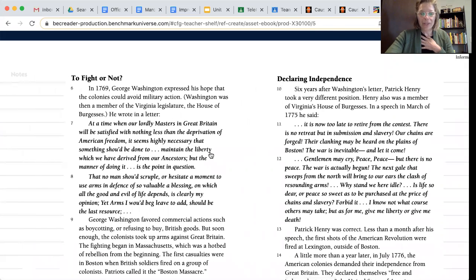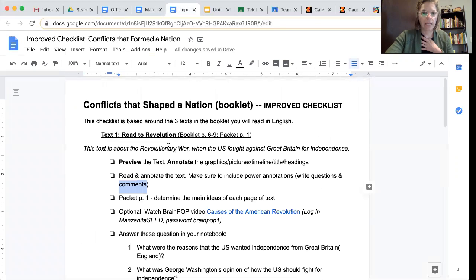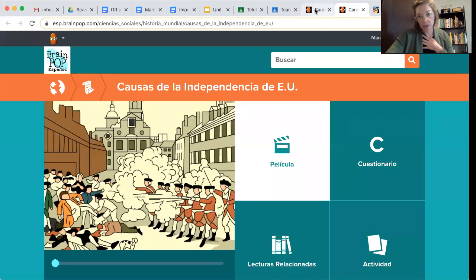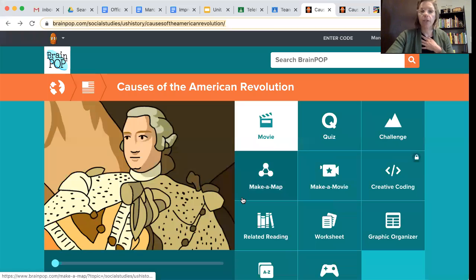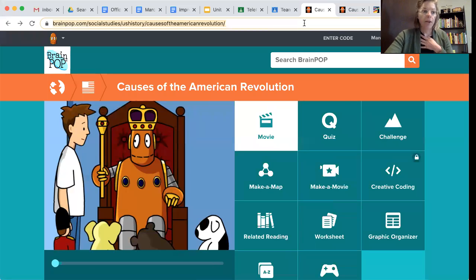Now, I can go over this in more detail in another video, because this is going to help you do the next checkbox here, answering these questions in your notebook. And then I added this optional checkbox about watching this BrainPOP video. It is in Spanish and it is in English, and it has a good background about this that might help you. Okay, so best of luck.